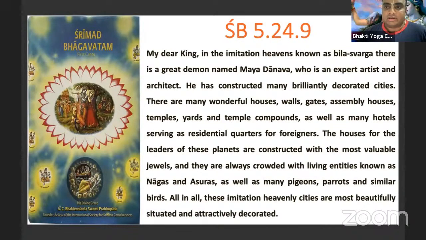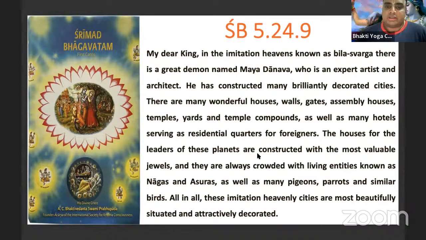So these are further descriptions regarding the Bilaswarga regions. My dear king, in the imitation heaven known as Bilaswarga, there is a great demon named Mayadanava, who is an expert artist and architect. He has constructed many brilliantly decorated cities. There are many wonderful houses, walls, gates, assembly houses, temples, yards, and temple compounds, as well as many hotels serving as residential quarters for foreigners.